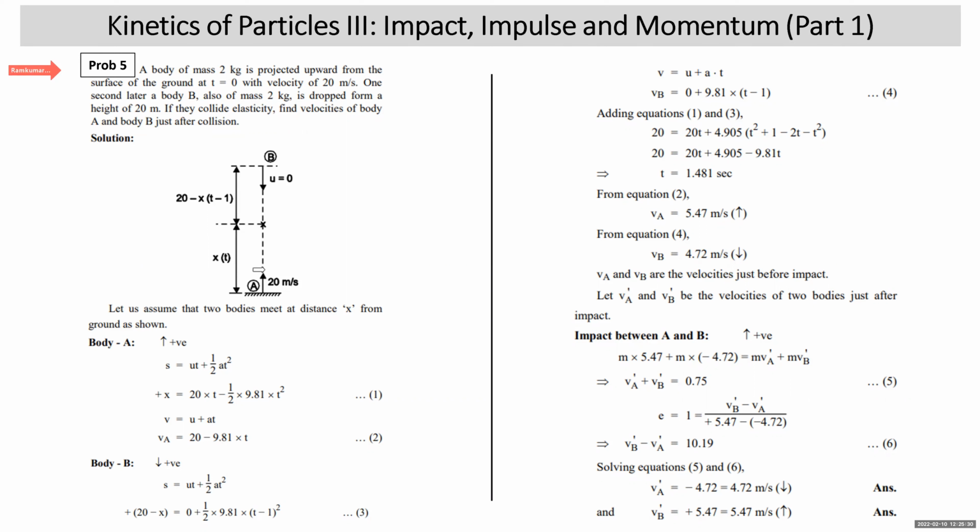So first we draw the diagram. We have shown that the two bodies are 20 meter apart. A is projected upward with 20 meter per second.